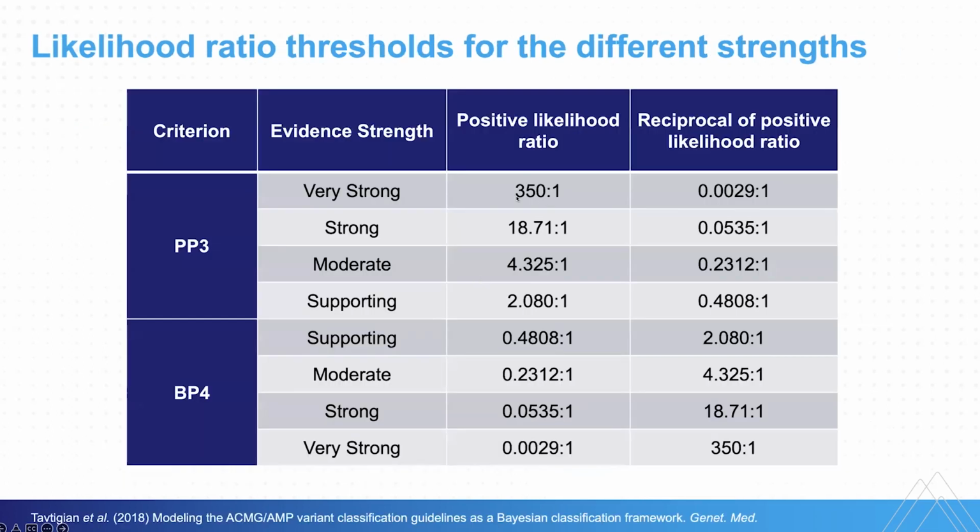They found that the value of C in this case was 350, and they proposed positive likelihood ratio values for each criterion. Very strong would correspond to 350, strong would be 18.7, moderate would be 4.3, and supporting would be 2.08, and then you have the rest going on, and so on and so forth.